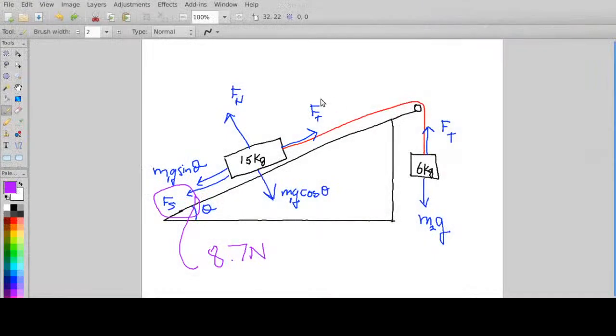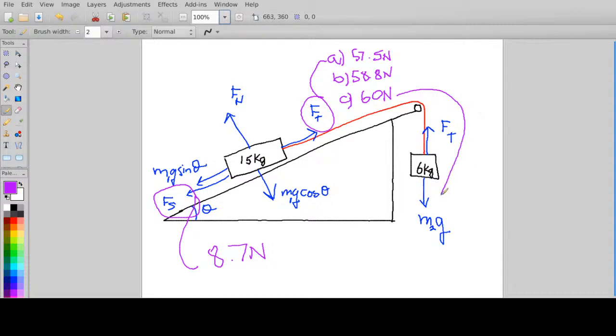So now, if we really want to compare things between the 3 problems, let's go back here, and ask the question, what's the difference between Ft between part A, B, and C? So in part A, it was 57.5 newtons. Okay, that's when there was no friction. In part B, when there was kinetic friction, it turned out to be 58.8 newtons. And now in part C, when there is static friction and it's not moving, it's exactly equal to 60 newtons. And of course, it's exactly equal to 60 newtons because it exactly has to cancel out M2G.